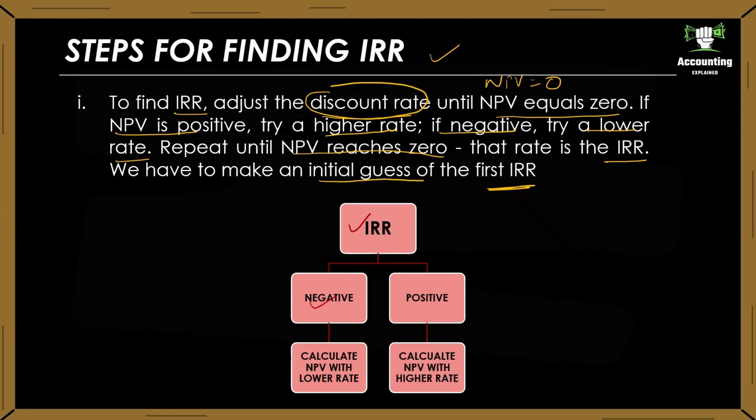If NPV is negative, calculate NPV with a lower rate. This you can remember easily. Negative means low only, no, minus. So go for a lower rate. Positive means high only, no, so go for a higher rate. Okay, this way you can remember very easily.